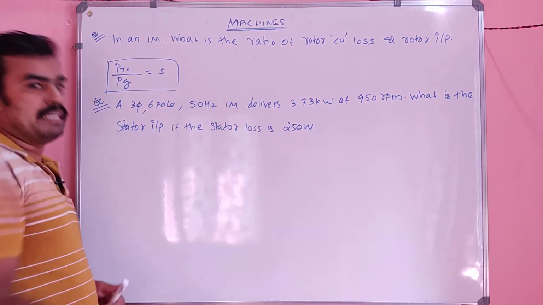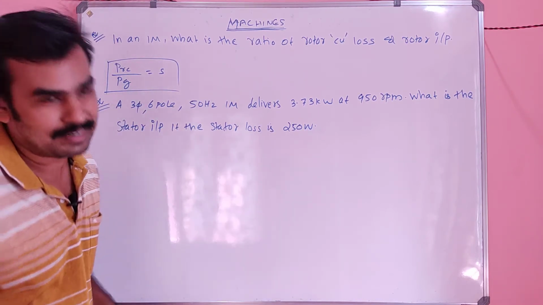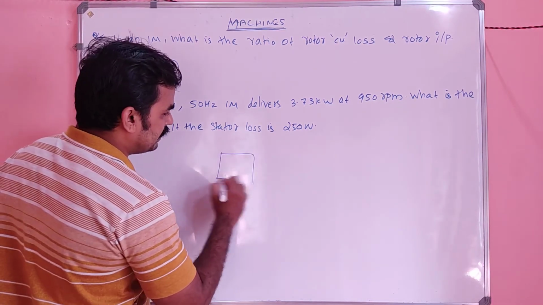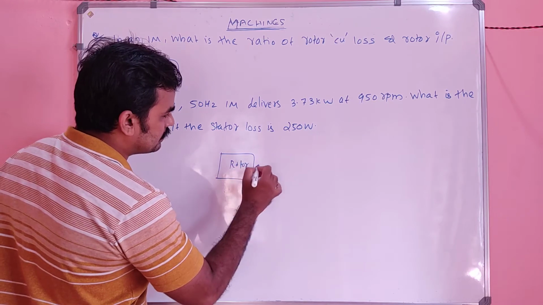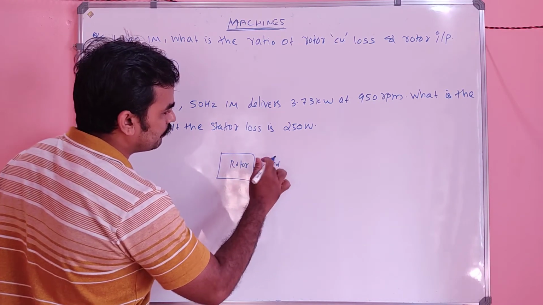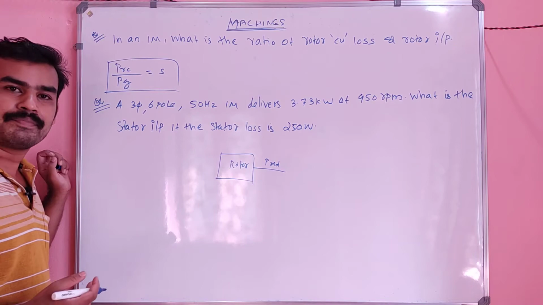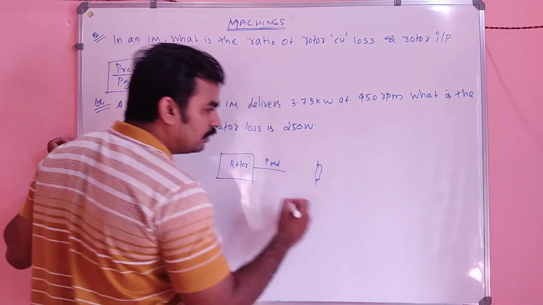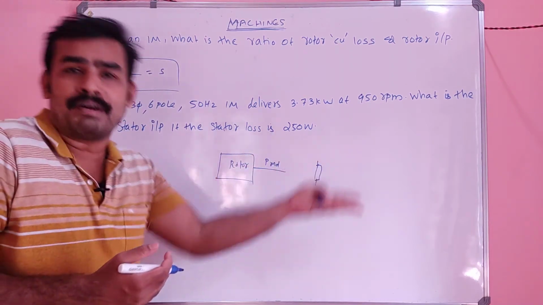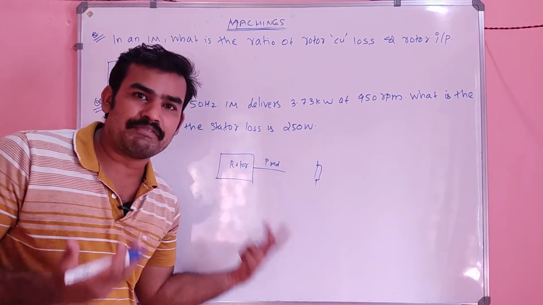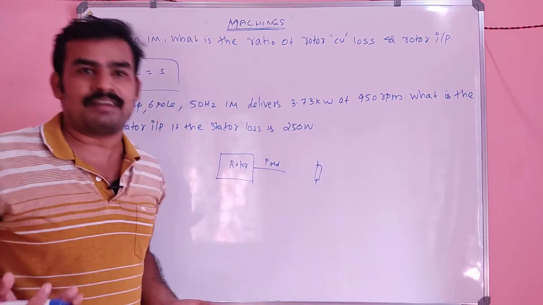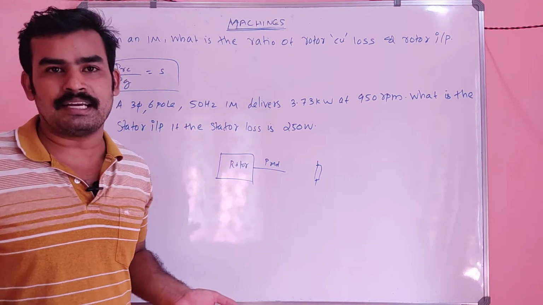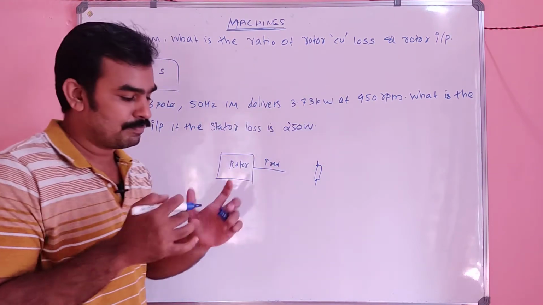It delivers means what? In our diagram, it delivers means simply P_md, the rotor power output. It is delivering. But the load at the receiver end may or may not receive the whole power, depending upon the shaft efficiency and the friction. That's not our concern. But it is delivering.